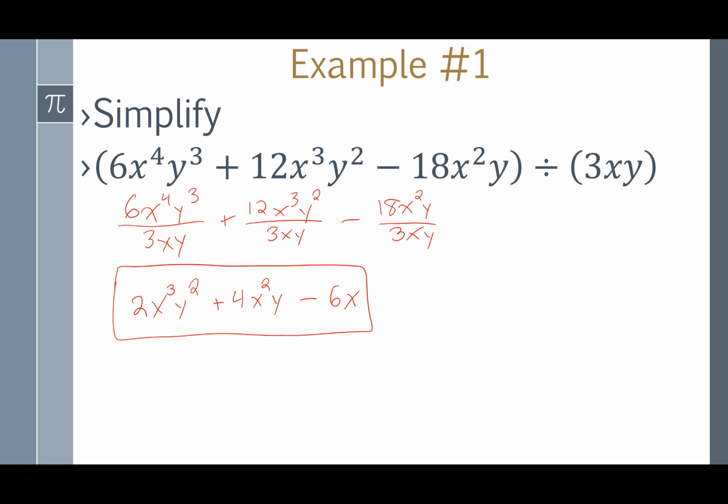So that's all we're working with when we're dividing by a monomial term. Just simply separate them out into separate fractions and then reduce each of the fractions as you're working through the problem. Fairly straightforward.